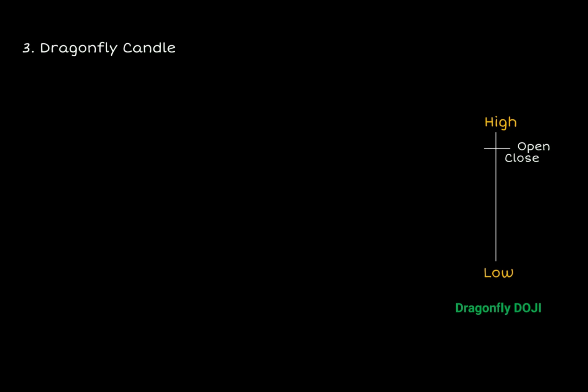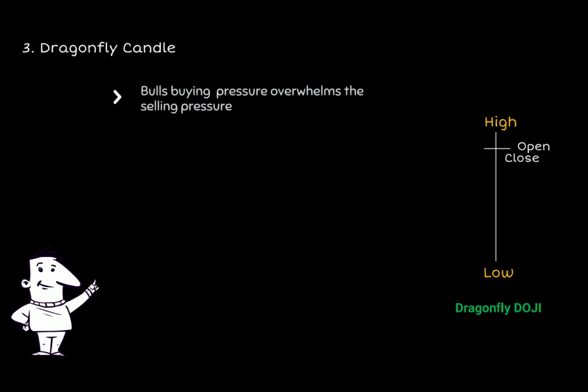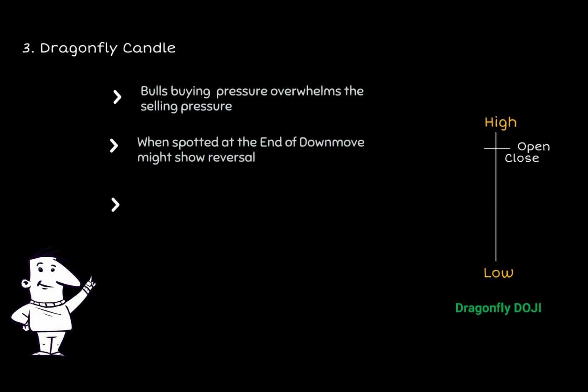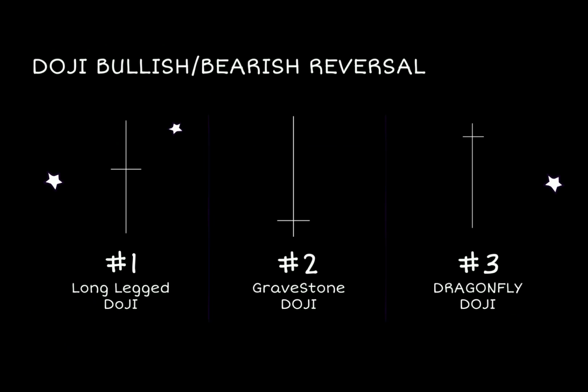The last one is Dragonfly. The stock opens at the high price. During the day, the bear continuously tries to pull the price down, but the candle closes at the open price, which was high. If this pattern is spotted at the end of the down move, it might show reversal.